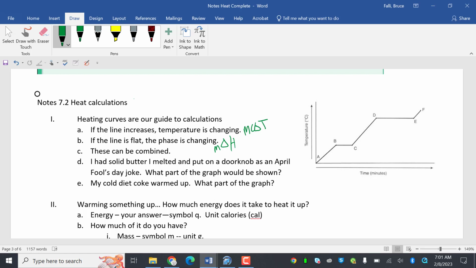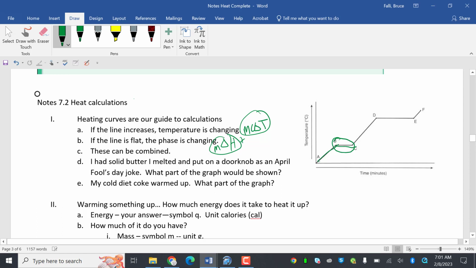These can be combined. So, for example, if I go from A to B, that's MC delta T, B to C, M delta H, and I just plus those two together. If I had solid butter, I melted and put on a doorknob as an April Fool's Day joke, what part of the graph would be shown? All I'm doing is melting it, because solid butter, I melted, right? So this is just the melting.